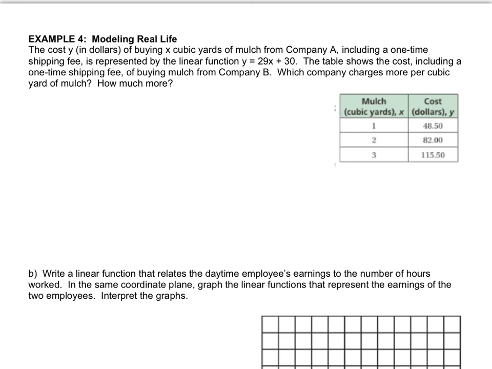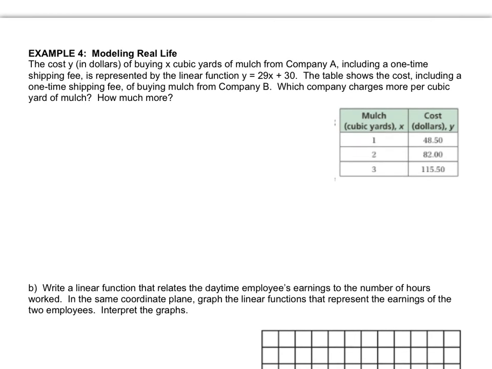All right, I'd like you to read this example and press play when you're ready. Okay, the question is asking you which company charges more per cubic yard of mulch. Per is a slope word. So the slope in this equation is 29. What you have to do is find out what the slope is from the chart. And I'd like you to use the slope formula. And when you have the slope formula done for the chart, press play, and then we'll answer the question together.